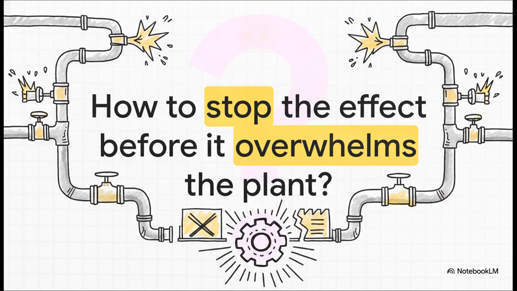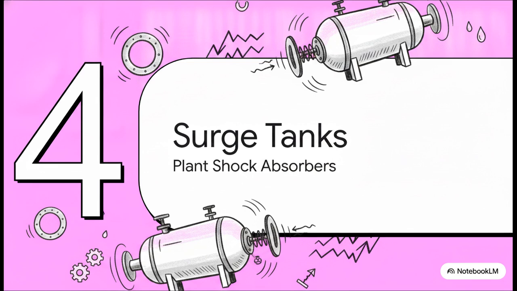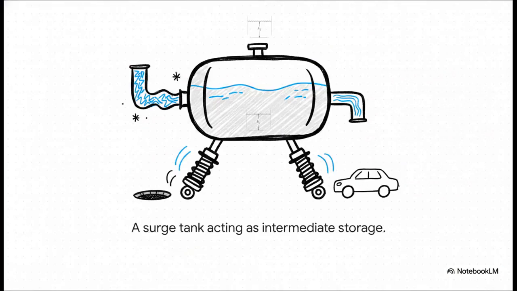So this begs the ultimate engineering question. How on earth do we stop this erratic cascade before it blows out a valve, ruins an entire product batch, or causes a catastrophic plant shutdown? Well, the answer leads us to Section 4, surge tanks to the rescue, the plant's vital shock absorbers. The simplicity of the solution here is actually pretty brilliant. It's intermediate storage. A surge tank is placed intentionally right between different processing steps. Its whole job, literally its only purpose, is to absorb rapid, erratic changes in inlet streams before they can reach the next sensitive piece of equipment.